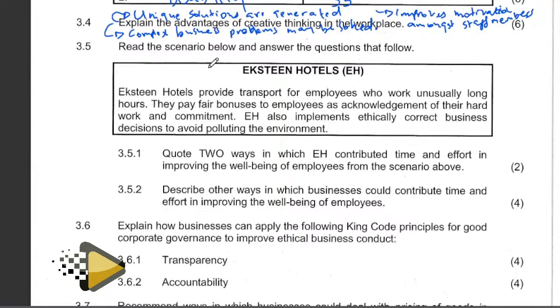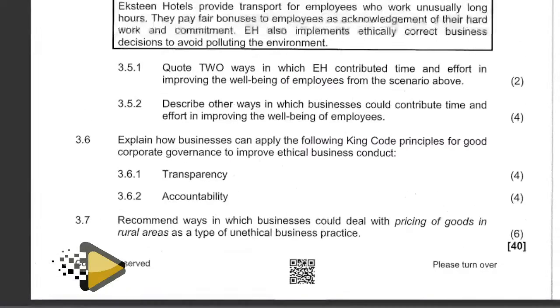Okay, right. So now, let's move on to the next question. Next question, we have 3.5. Read the scenario below and answer the questions that follow. Esteemed Hotels. So now, EH hotels provide transport for employees who work unusually long hours. So they pay what? They pay fair bonuses to employees as acknowledgement of their hard work and commitment. Also, EH also implements ethically correct business decisions so as to avoid polluting the environment.